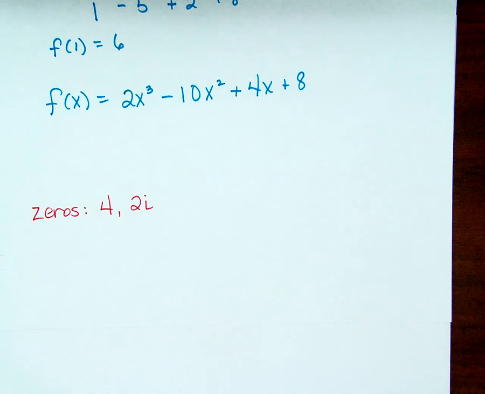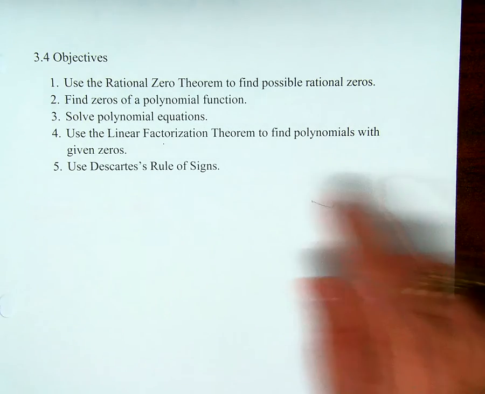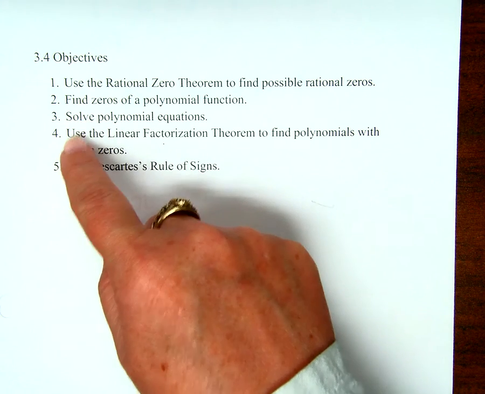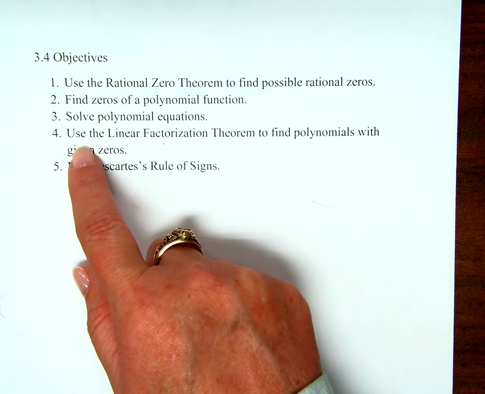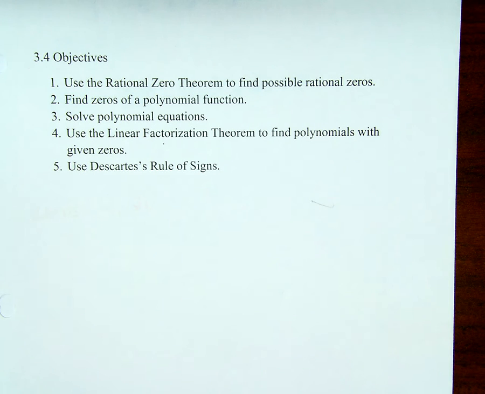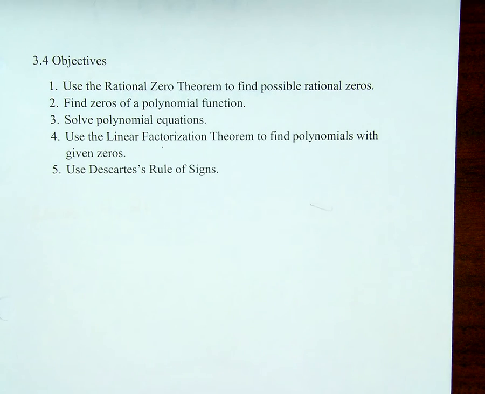All right, this is part 2 of 3.4. So our objectives are here. And yesterday we got all the way through, almost actually all the way through 1 through 4. I have to show you one more thing on 1.4. And then I don't know why I said 1.4. 1 through 4. And then I have to show you Descartes' rule of signs.